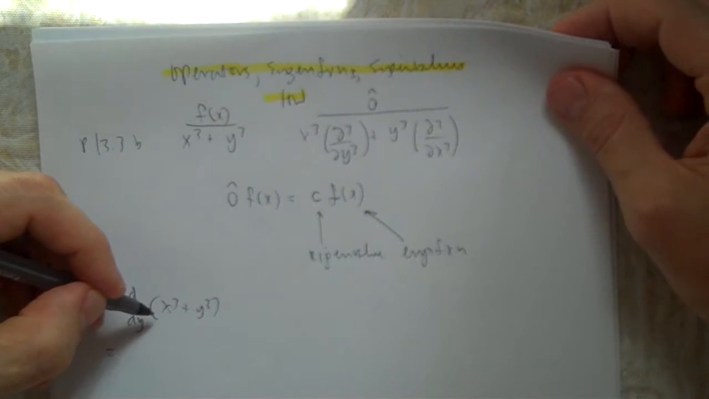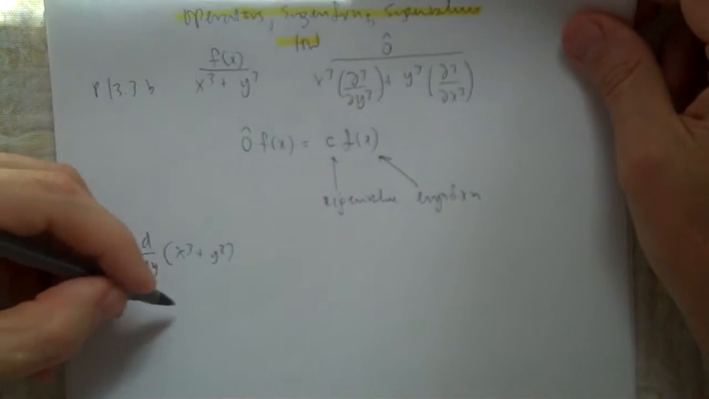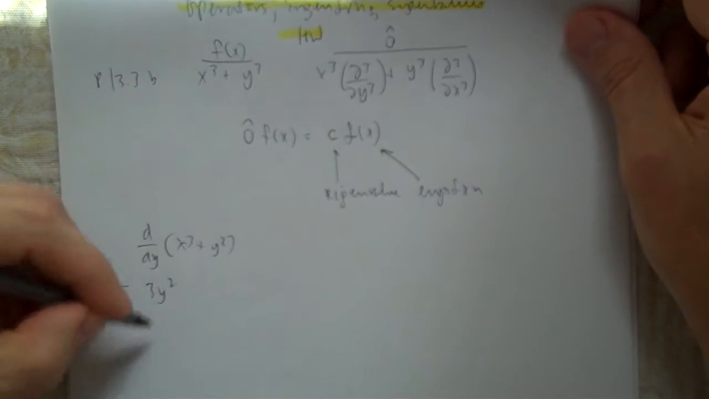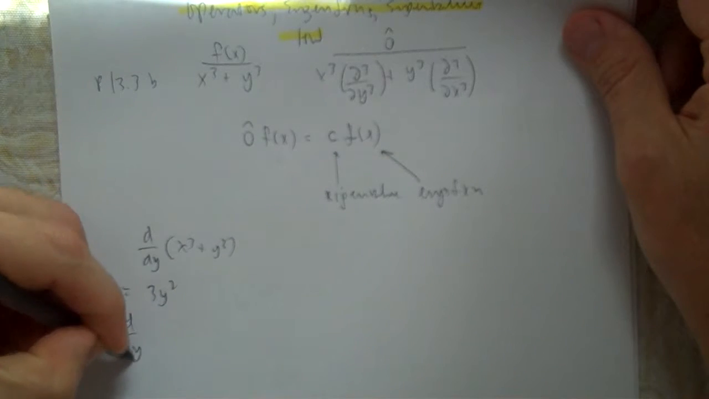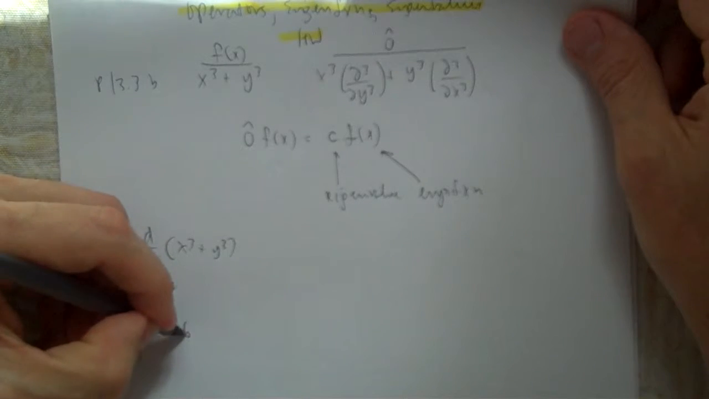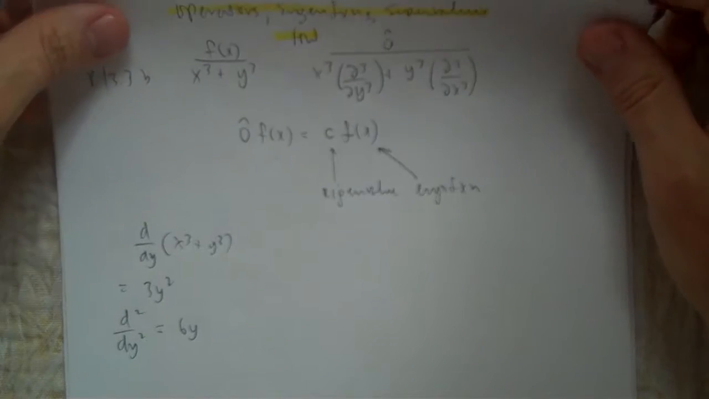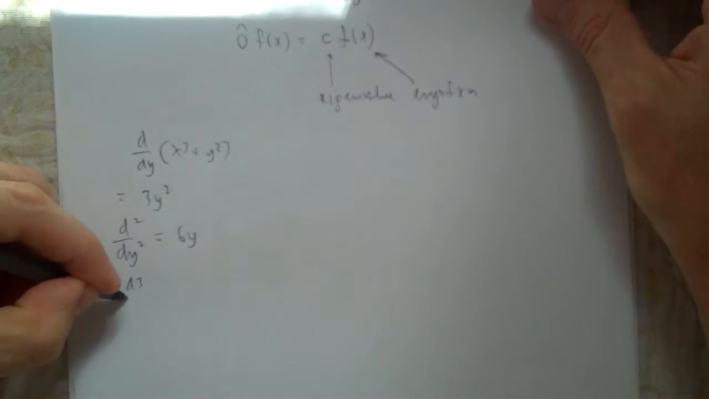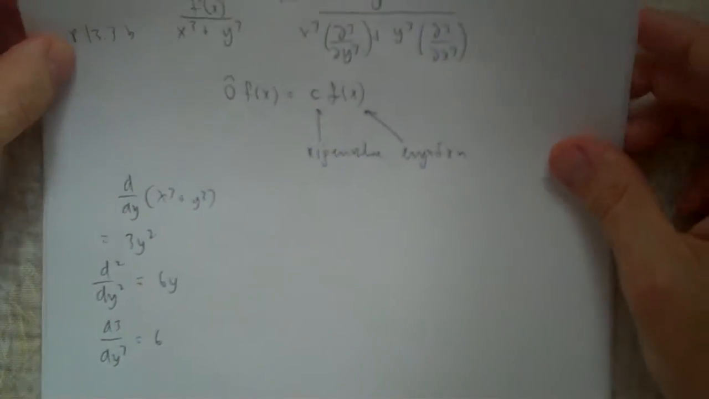that first term goes to 0 because there's no y in it. The second one is 3y squared. The second derivative is going to be 6y to the first, and the third derivative is simply going to be 6. All right, not bad.